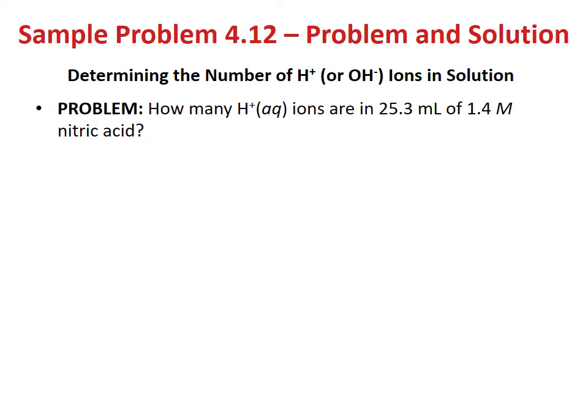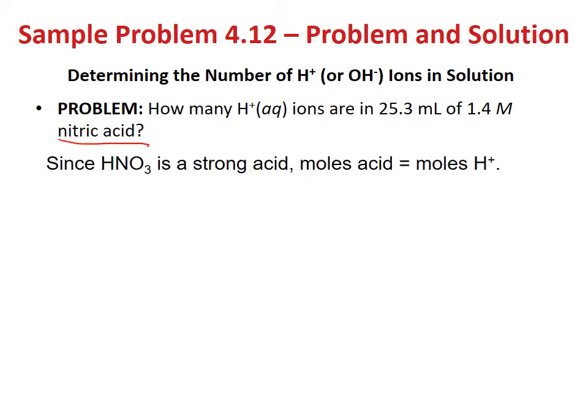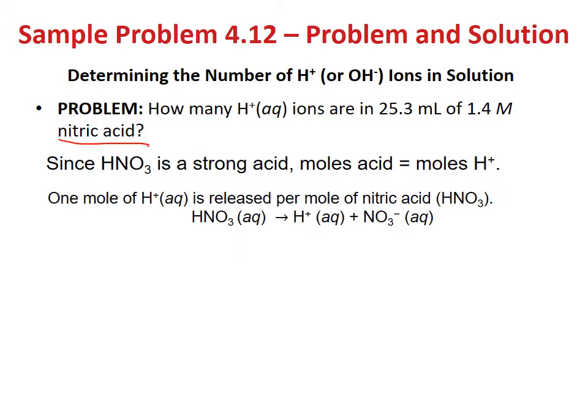Sample problem 4.12. How many hydrogen ions are in 25.3 mL of 1.4 molar nitric acid? So first, nitric acid is a strong acid. For a strong acid, it will dissociate into ions completely. What is given in this question is the volume and the molarity of nitric acid. And we want to calculate the number of hydrogen ions. And therefore, we first calculate the moles of nitric acid.